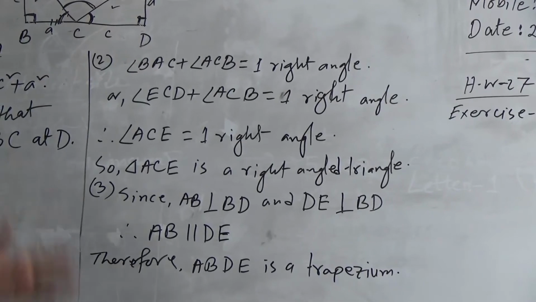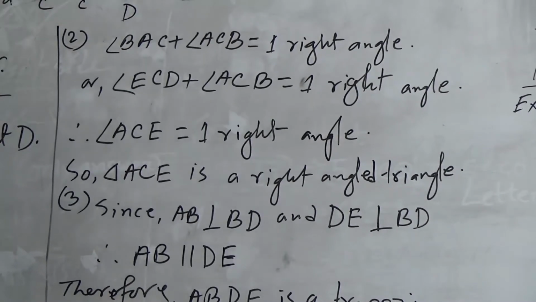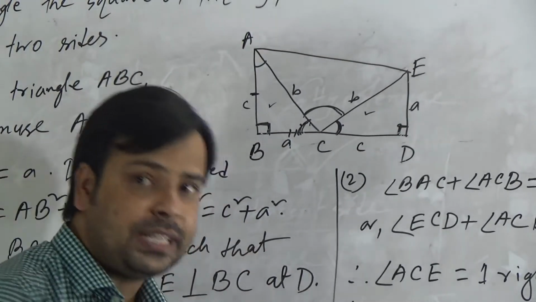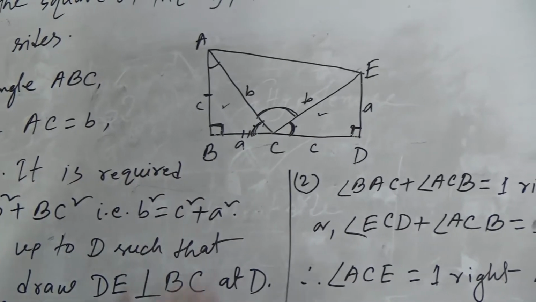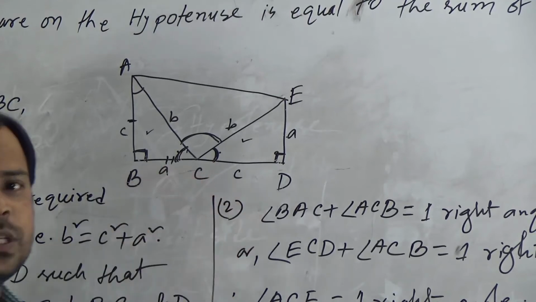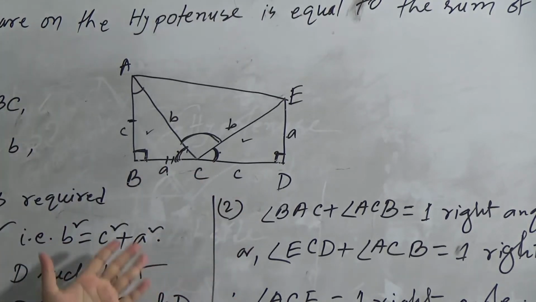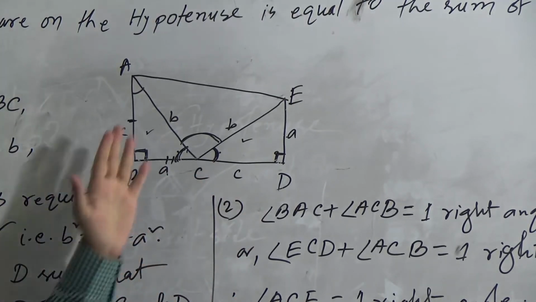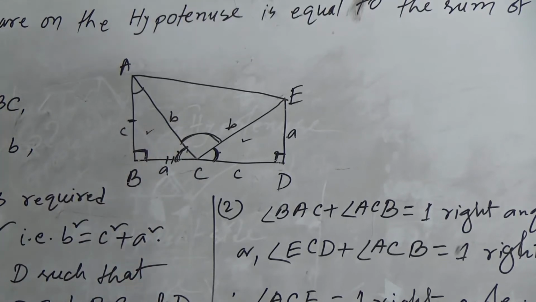Dear students, but what do we need to prove? AC square equal to AB square plus BC square, or B square equal to C square plus A square. To prove this, we need to determine the area of the trapezium, and we need to determine the total area by determining the area of three triangles, three right angled triangles.